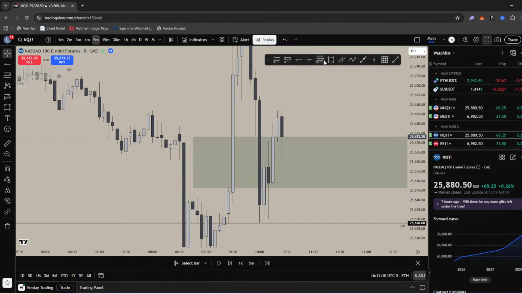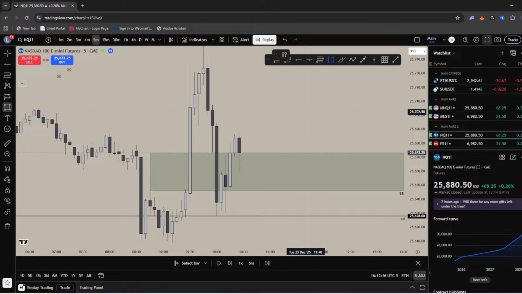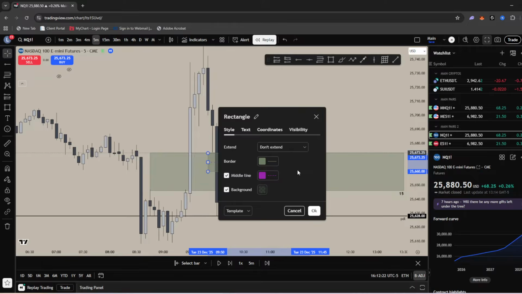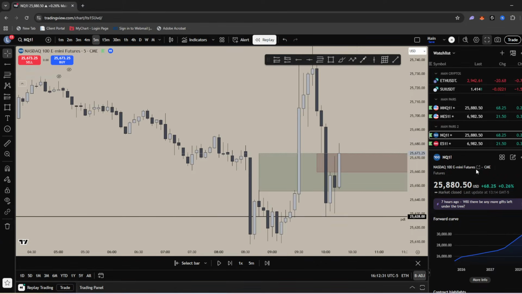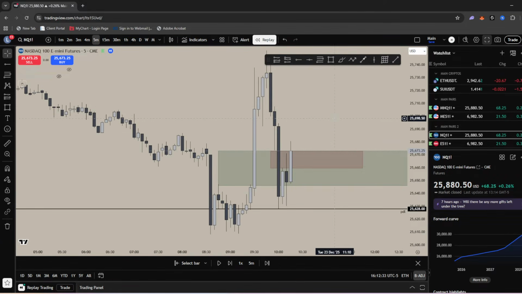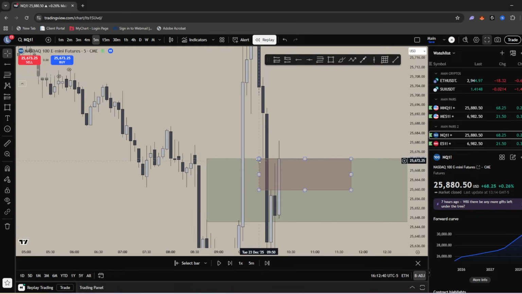So if we want to look for an inversion entry, we could look for displacement, CISD. So what I saw was this 5-minute gap right here. As you can see, we have this 5-minute bearish fair value gap. Let me just mark this out. So at this point, we're looking at the highest time frame inversion for an entry from the 1-minute to the 5-minute. And the 5-minute gap right here is the highest time frame inversion.